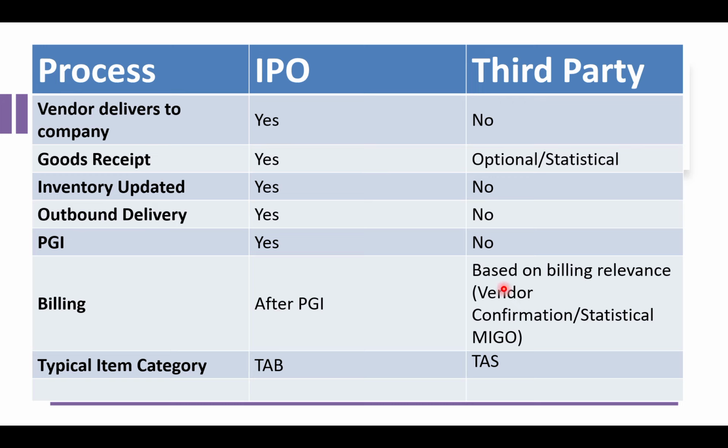But coming to third party, billing only depends on the billing relevance. Okay. Either by vendor confirmation, which means MIGO, or else vendor invoice quantity, how much quantity we have done the MIRO, so that quantity, based on the statistical MIGO. So these kind of things will affect the billing relevance in third-party sales, whereas in IPO, billing relevance is based on the delivery document only. Coming to standard item category, so it is TAB and TAS. And yes, movement type is there in IPO, there won't be any movement type in third party.